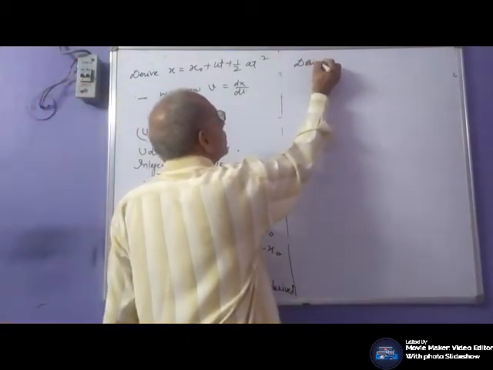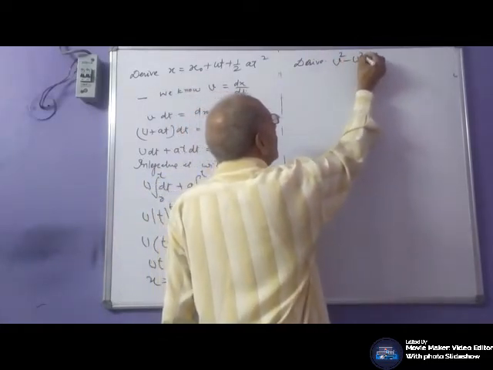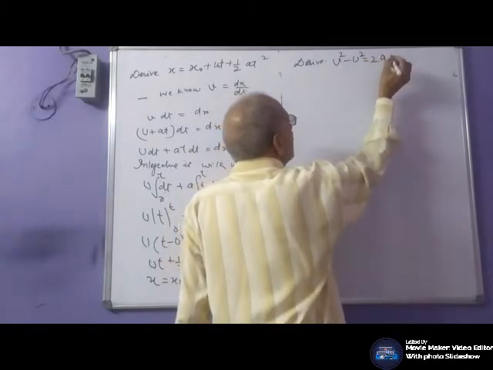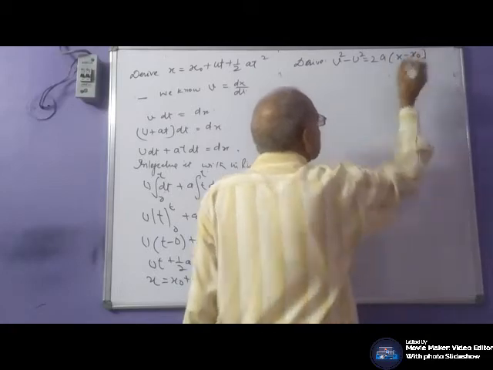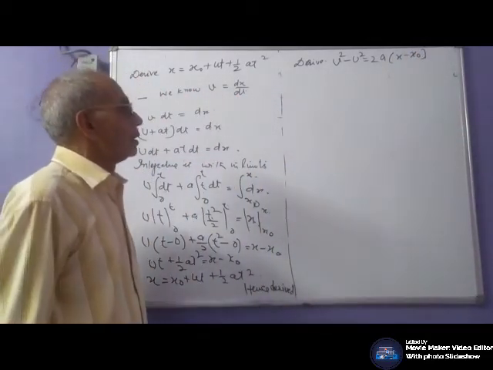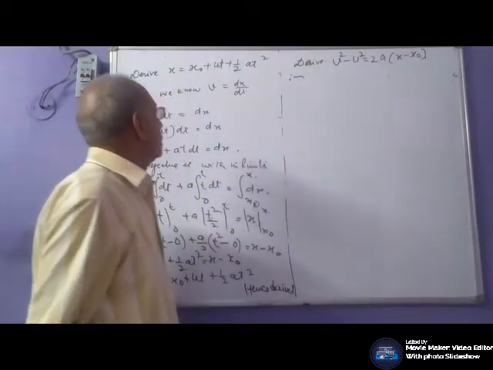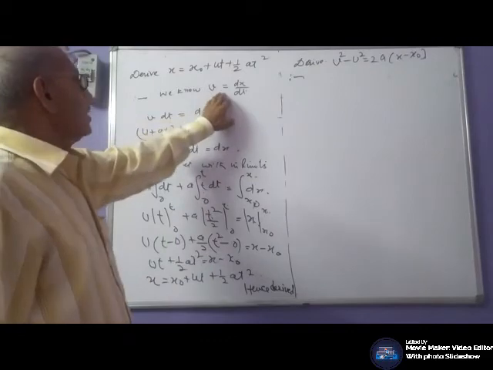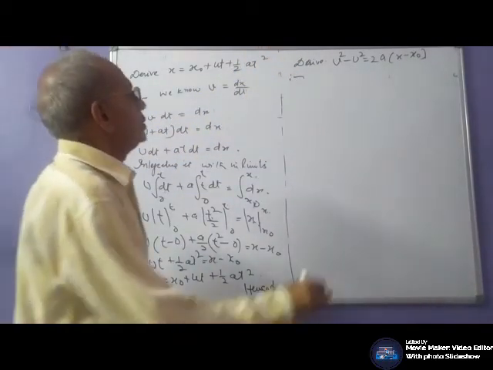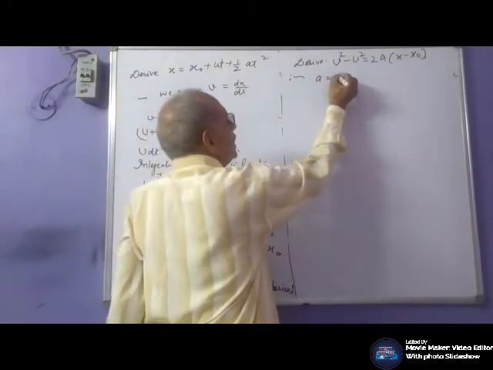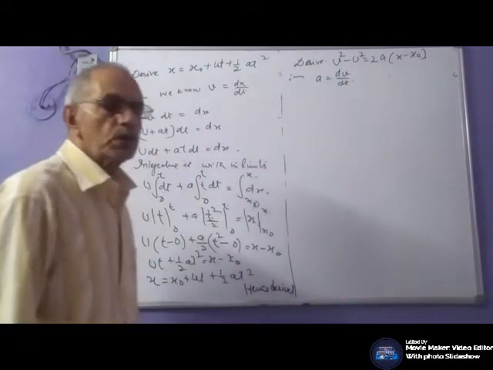Derive v square minus u square equals 2as. ये क्यों लिया? डायरेक्ट डिस्टेंस निकालना था तो डिस्टेंस लिया, यहाँ डायरेक्ट डिस्टेंस नहीं है तो बड़ा ही लेके चलोगे आप, a dv by dt. We know this thing.